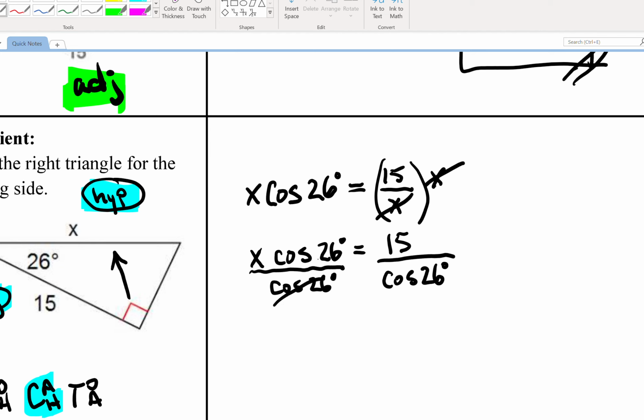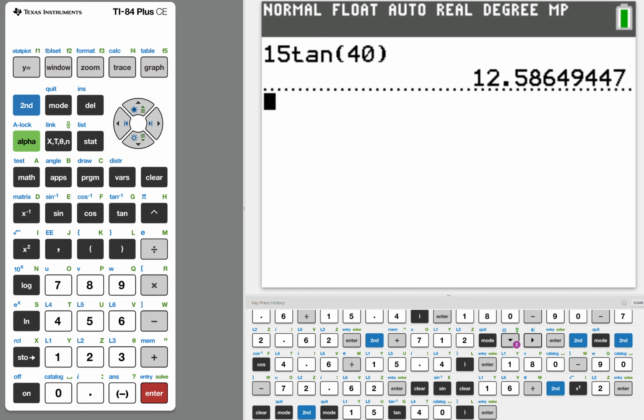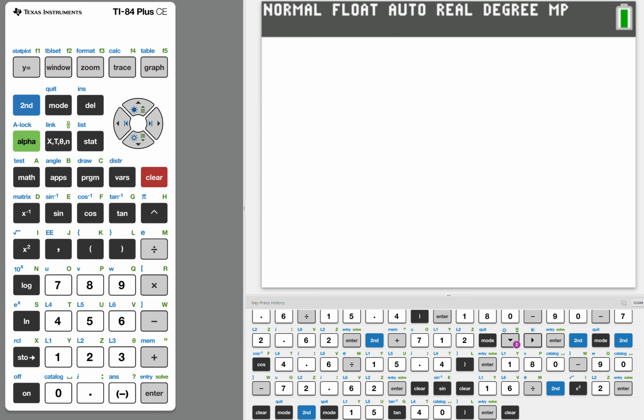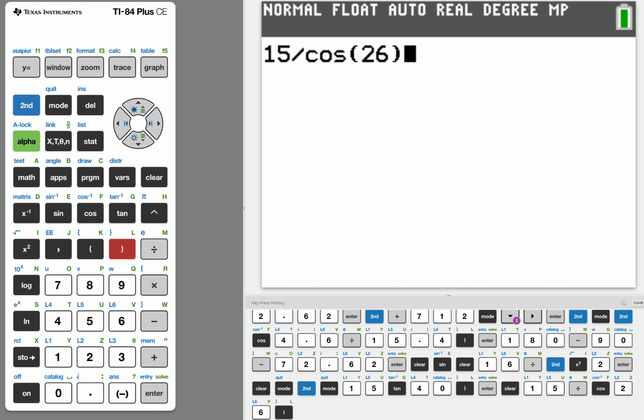And that would cancel here. And then this is what I would put in the calculator that's going to give me that X value, the length, in this case, of the hypotenuse. So X is approximately equal to 15 divided by cosine 26, 15 divided by the cosine of 26 degrees.